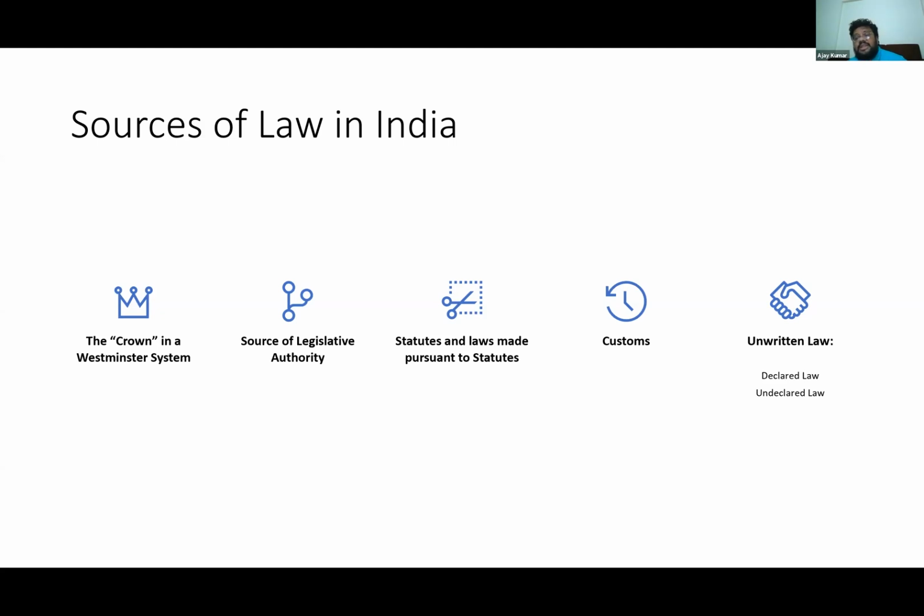And further, customary law has certain conditions, right? That the custom must not be perverse, it must not be against public policy, and further, it must be a custom that must be there from time immemorial. Time immemorial. I cannot create a custom today. The custom must have already existed, which is why time immemorial becomes important.